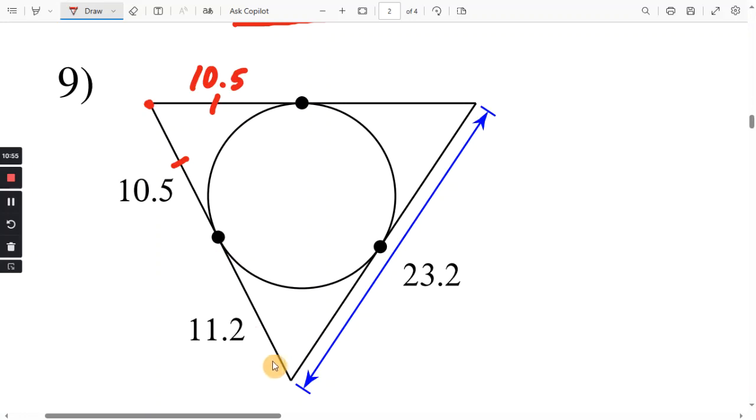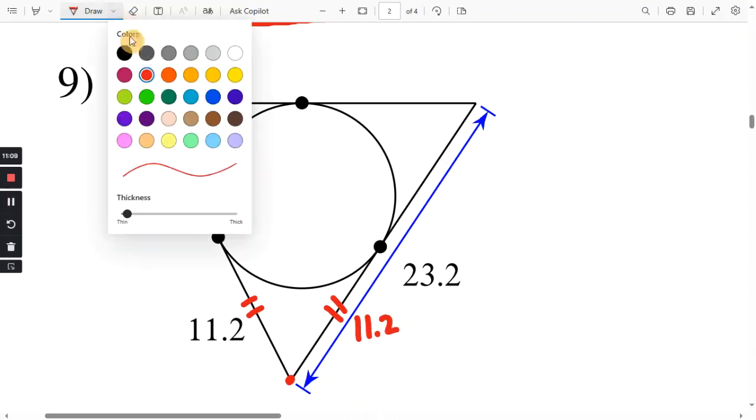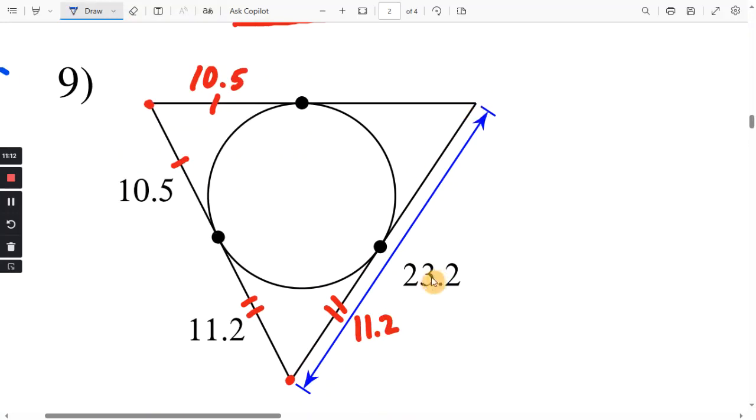This one here is 11.2. Extending from this same point is this tangent here. So if this is 11.2, that one has to be 11.2. It is indicated that the entire length here is 23.2. So this one here is just going to be 23.2 minus this portion right here, which is 11.2. That's going to be 12. If this segment here is 12, then this segment here is also going to be 12.